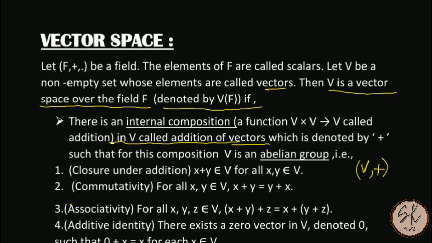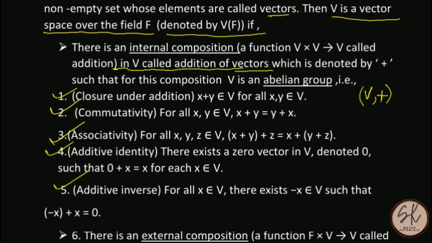So this means that it should satisfy all these 5 properties, that is closure under addition, commutativity, associativity, additive identity, and the additive inverse. See here, if x and y belong to V, then x plus y belongs to V, that is closure under addition. And similarly, the commutative law, associative law, identity law, and additive inverse, all these 5 properties will be satisfied.